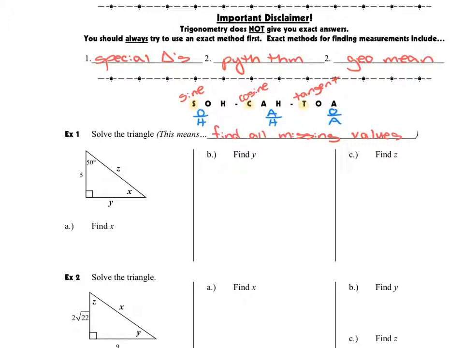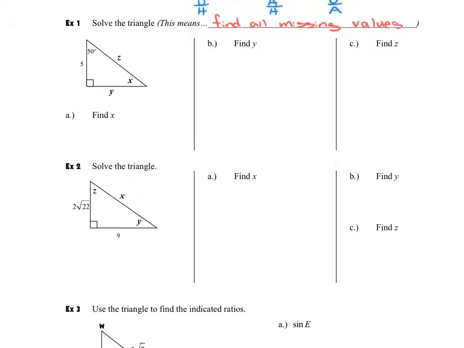So let's take a look at an example. The directions will tell you to solve the triangle, and what that means is to find all the missing values. Some of those values we'll need to use trigonometry, and some we will not. So for example, part A here asks us to find x. X is going to be easy to find here.